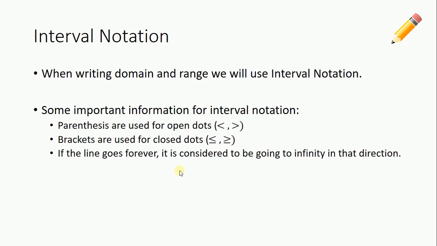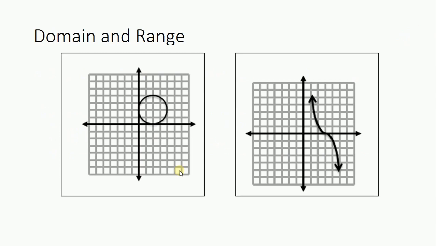Domain and range is more of an I can see what you're doing rather than I can take notes on it. So right here we have domain and range of these graphs. So we're going to first identify the domain. So what I'm going to do, I'm going to take one of my markers right here, and I'm going to figure out how far left does this graph go and how far right does this graph go. So notice this circle right here is my graph.